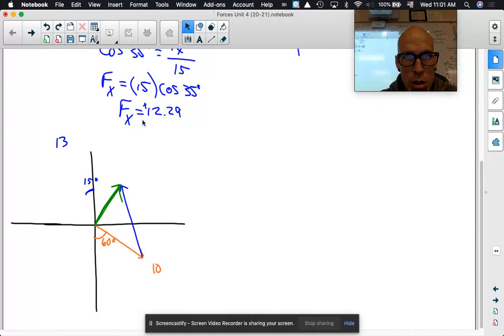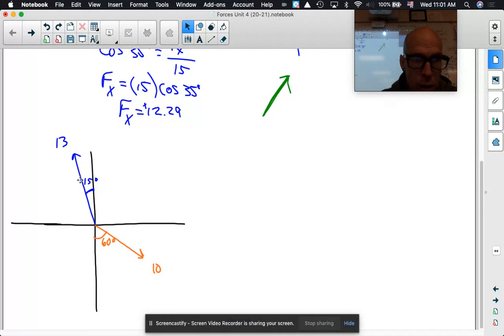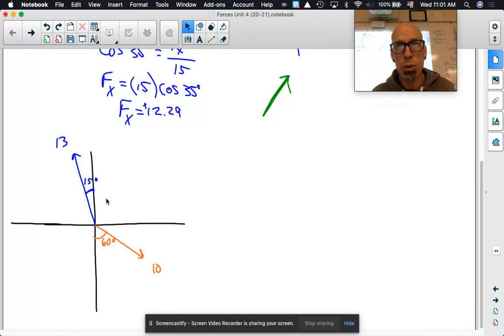So, let me get that out of here. Let me put this back. So how do you add two vectors like this? Well, you do it by components.